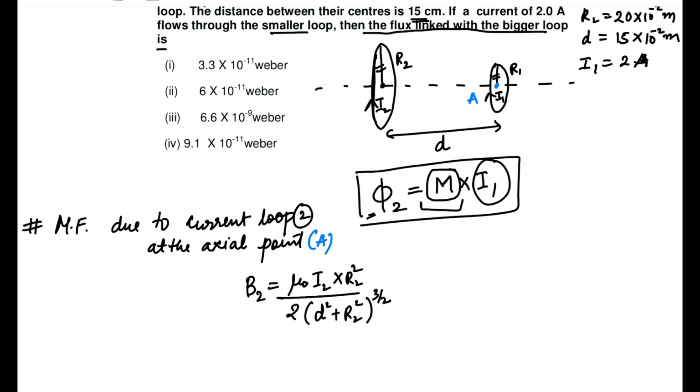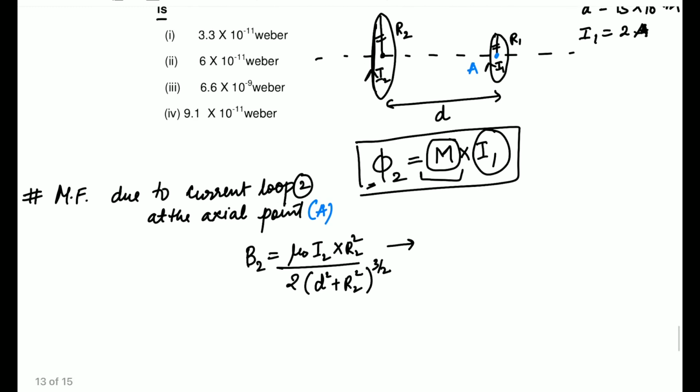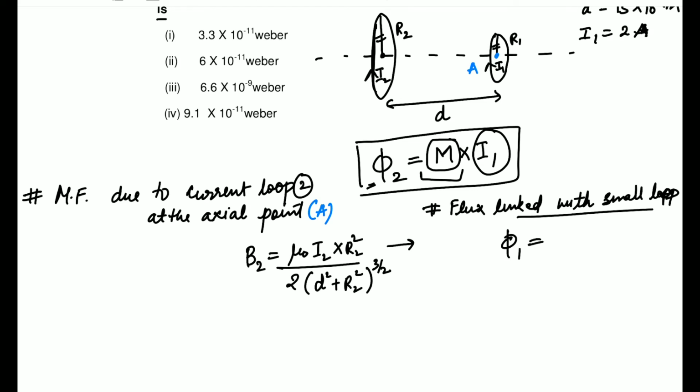This is the magnitude here, right? And the direction is anyway in that direction, right? Okay, now when I know the value of B2, I can find out the value of flux, right? So I can write it here, flux linked. So the flux linked with the smaller loop, I'll just say flux linked is phi1, equal to the magnetic field, B2, which is passing through it. The magnetic field because of your second loop will be passing through that loop, multiplied by the area of the first one, right?